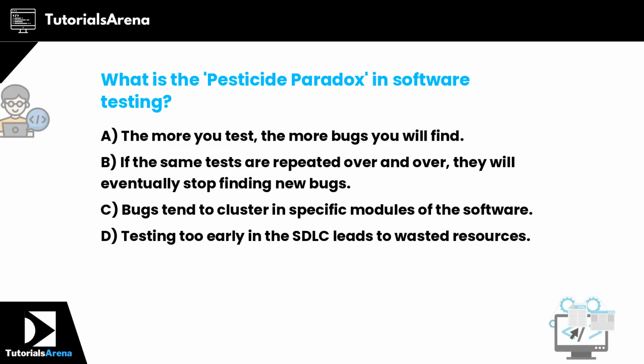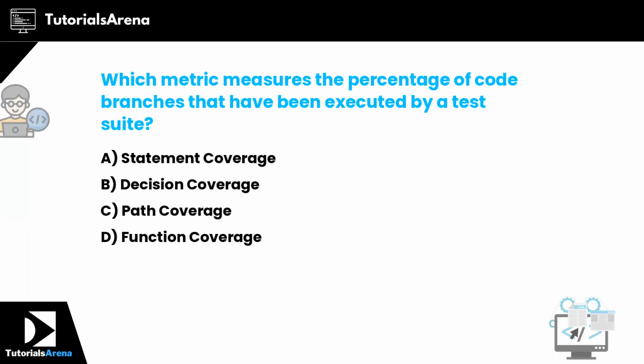What is the pesticide paradox in software testing? The correct answer is option B. If the same tests are repeated over and over, they will eventually stop finding new bugs. Which metric measures the percentage of code branches that have been executed by a test suite? The correct answer is option B, decision coverage.